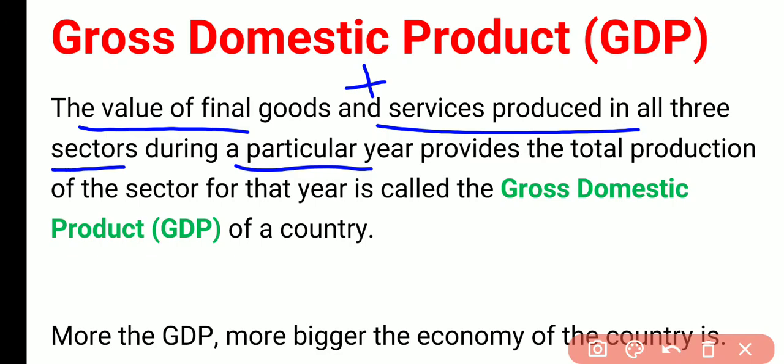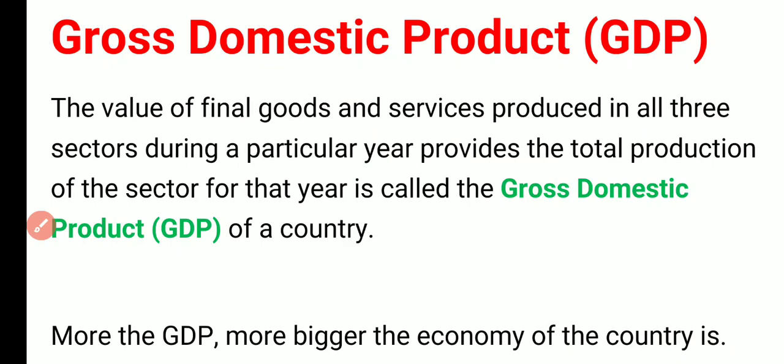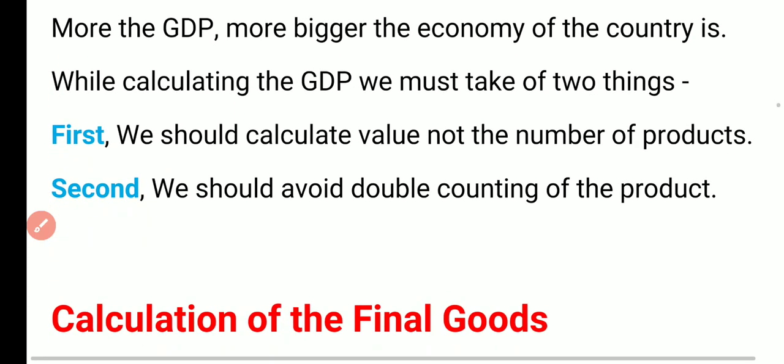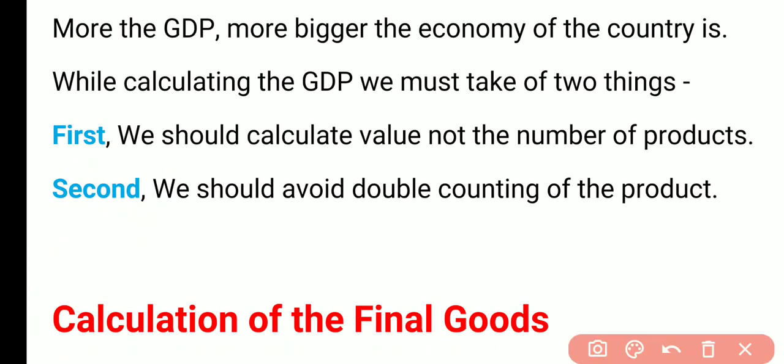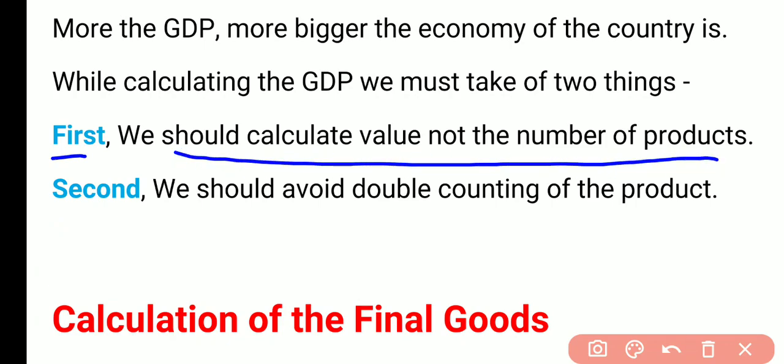We will add the value of final goods and services of all the three sectors of Indian economy: primary, secondary and tertiary sector. While calculating the GDP, we need to take care of two things. हमें दो चीज़ों को ध्यान में रखना है. First, we should calculate value, not the number of the products. हमें वैल्यू कैलकुलेट करनी है, प्रोडक्ट को कैलकुलेट नहीं करना है.